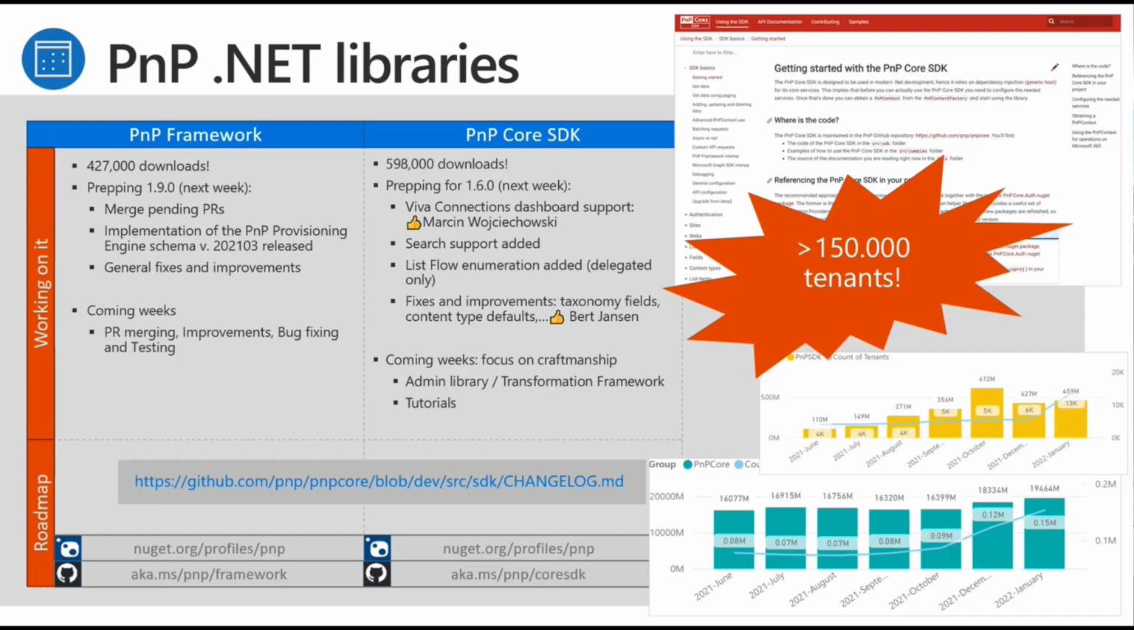We decided to use the REST implementation, not the graph implementation, because search can also work with app only in REST and not in graph. So I think that's the reason why it's currently REST-based, but in the future, this might change to graph, which is one of the benefits of Core SDK. Under the covers, we can change the API implementation while the user will not be impacted. There is list flow enumeration API support added and several smaller fixes around taxonomy fields, content type default settings, and so on. More and more people are using PnP Core SDK, replacing old code with this one. If you have asks about certain things that are missing, just put them in the issue list and we try to help you as soon as possible.